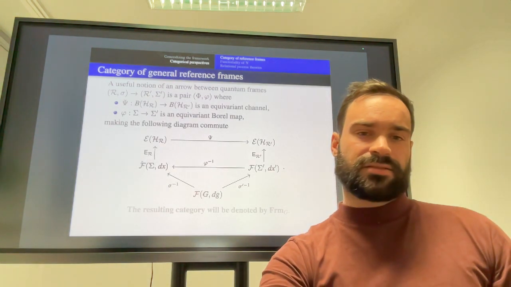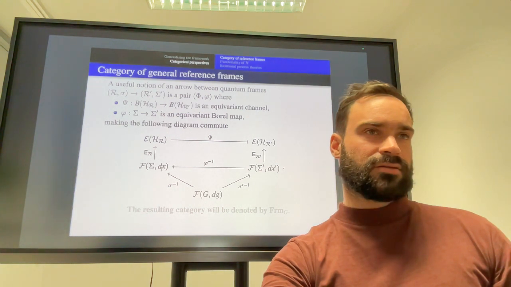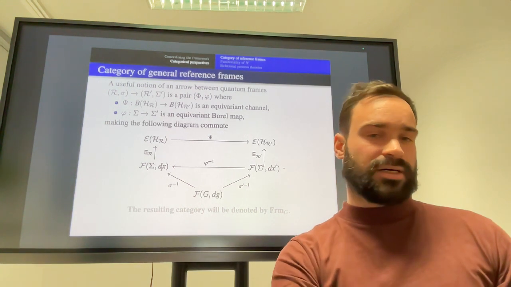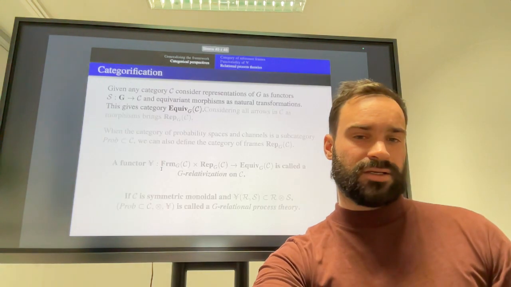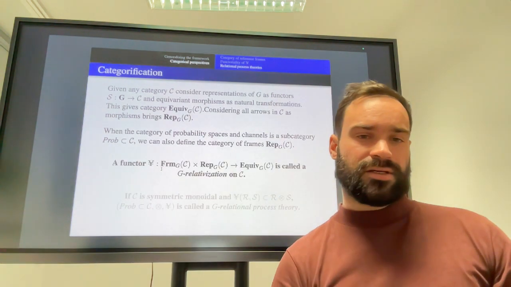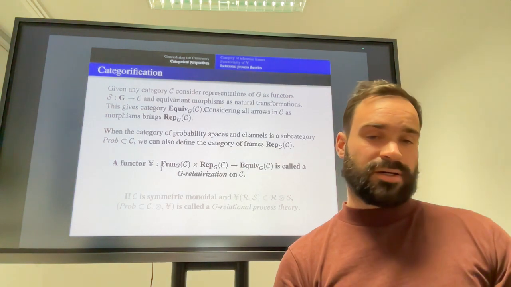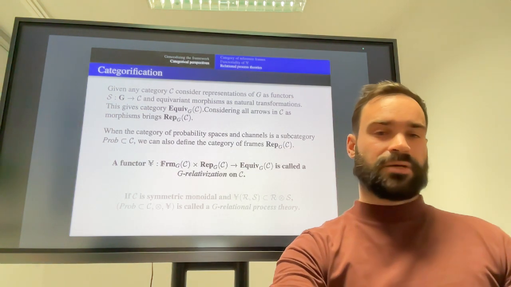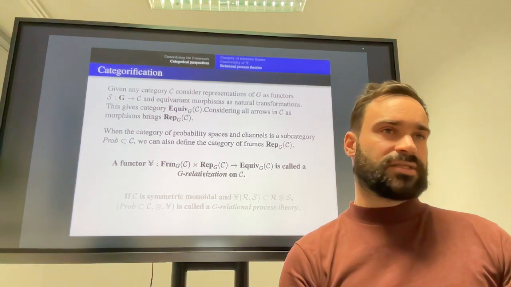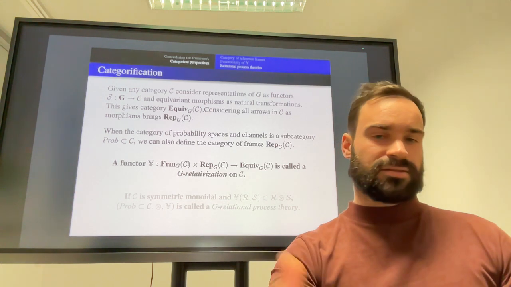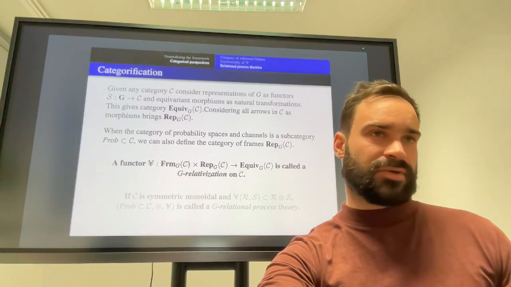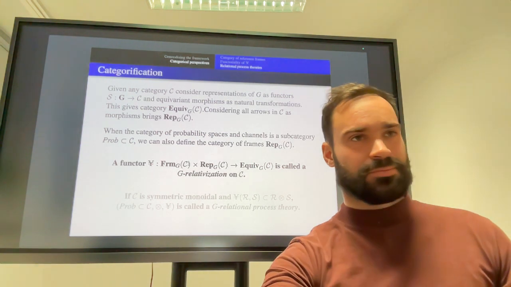So basically, I replace this with an object in my category, and then I can speak about frames as being just arrows in my category. I don't need any other structure. And when this is done, I can define the category of frames, and maybe I have such a functor. If I'm able to define such a functor on my category, then I call it relativization on C. This is just lifting the structure that we found to as general a setup as possible.